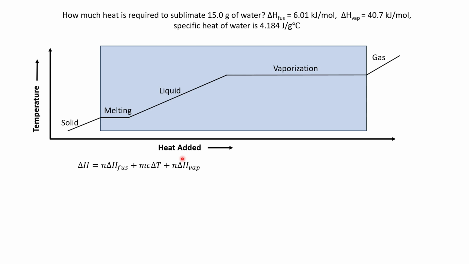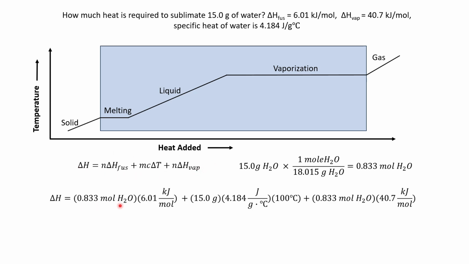We are definitely going to need to know how many moles of water we have. So let's first calculate that. So here's our 15 grams of water. Of course, using our molar mass, we have 0.833 moles of water. Now I'm going to plug my numbers into this equation right here. So here are my moles of water times my heat of fusion. That is my first term.